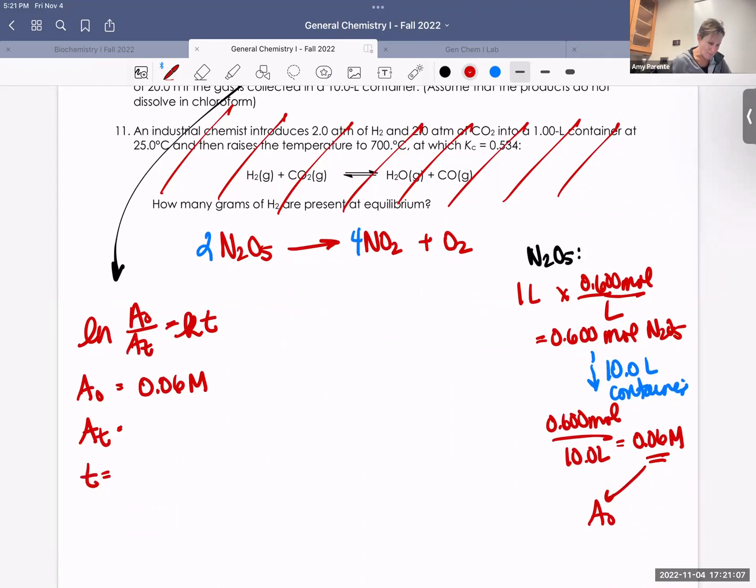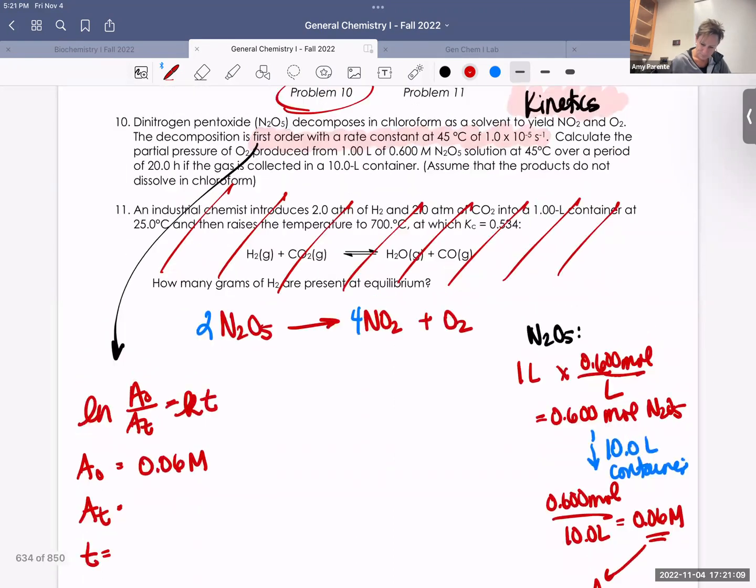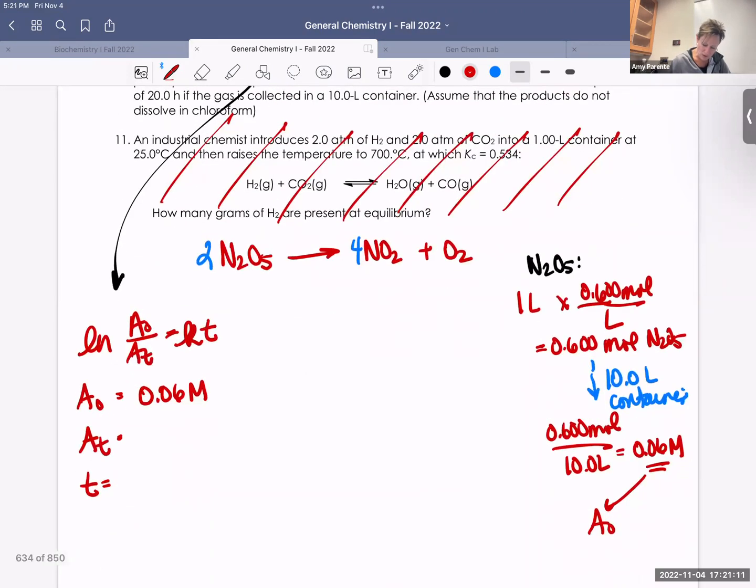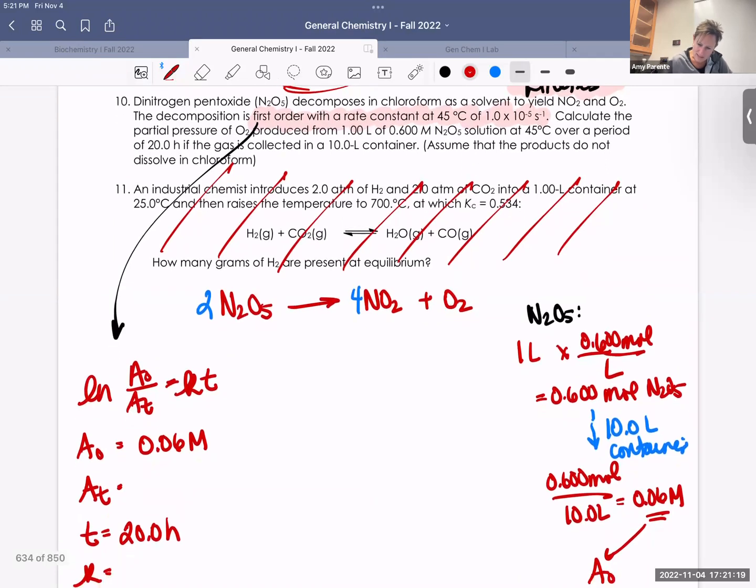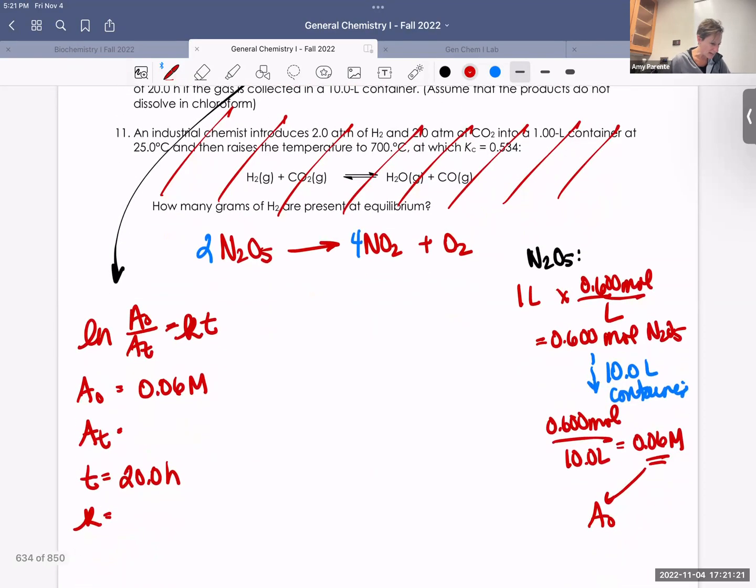We know how much time has passed. So they told us 20 hours has passed. And then our rate constant is going to be 1 times 10 to the minus 5th per second.